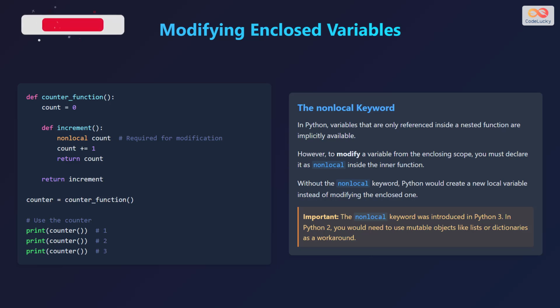In Python, variables that are only referenced inside a nested function are implicitly available. However, to modify a variable from the enclosing scope, you must declare it as nonlocal inside the inner function. Without the nonlocal keyword, Python would create a new local variable instead of modifying the enclosed one. The nonlocal keyword was introduced in Python 3. In Python 2, you would need to use mutable objects like lists or dictionaries as a workaround.